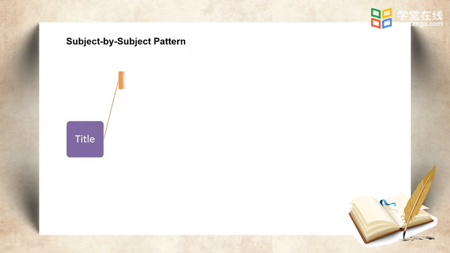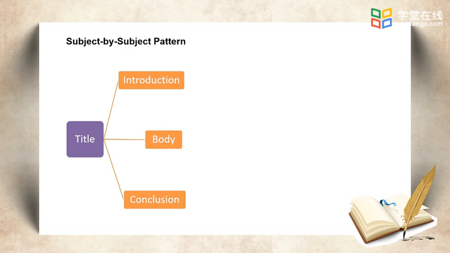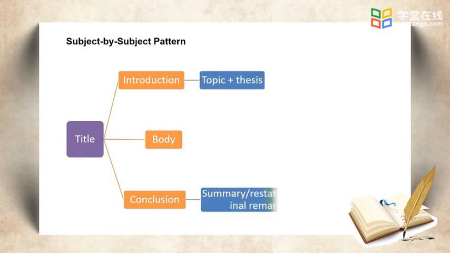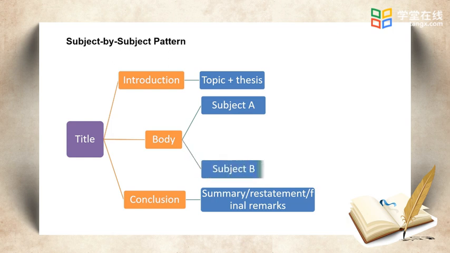We've seen the point-by-point pattern. Now let's move on to the second pattern, the subject-by-subject pattern. Again, let's focus on the body part. In the point-by-point pattern, ideas are organized according to similarities or differences, while in the subject-by-subject pattern, ideas are organized according to subjects. Suppose there are 3 similarities or differences under discussion. The body part can be divided into 2 sections. The first section is for subject A, and the second section is for subject B.